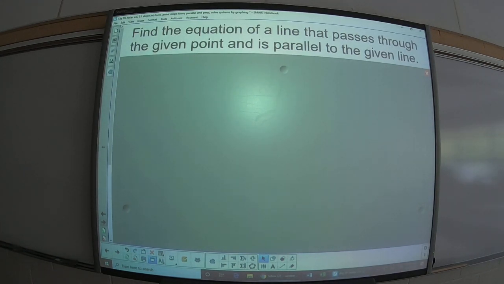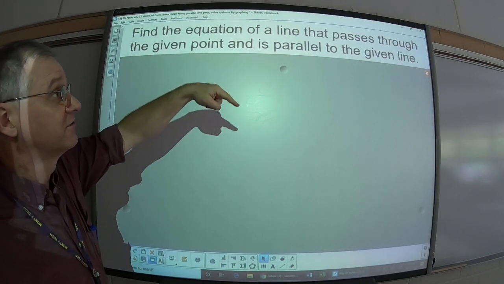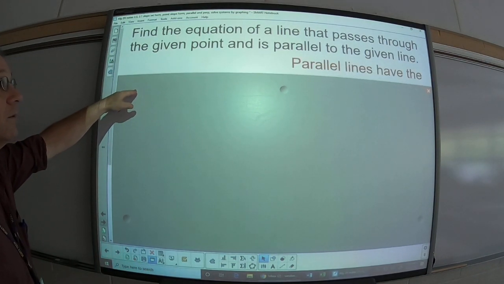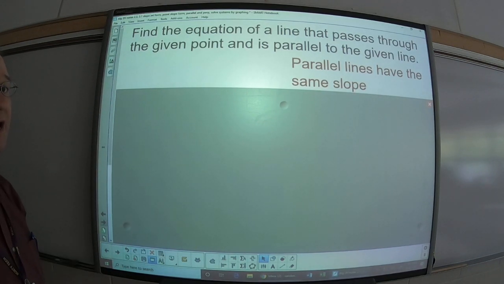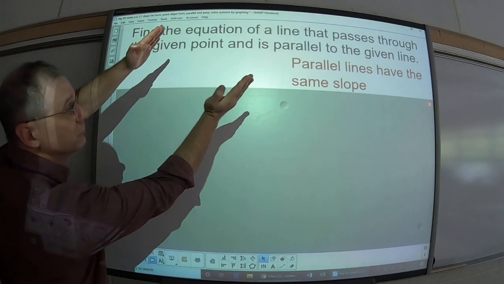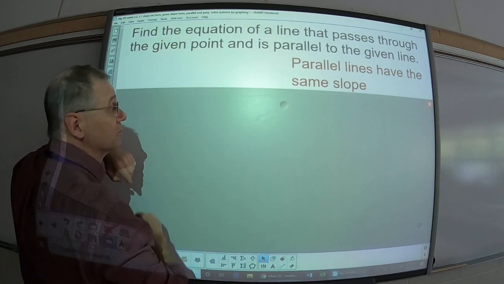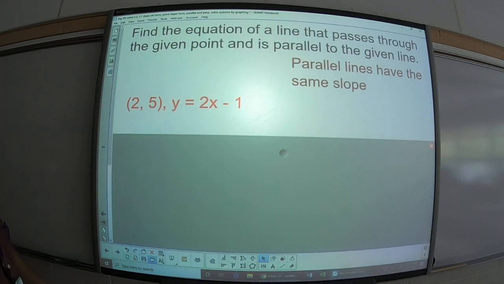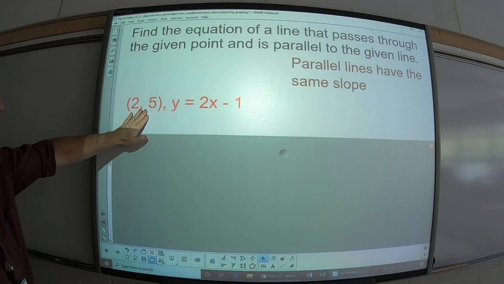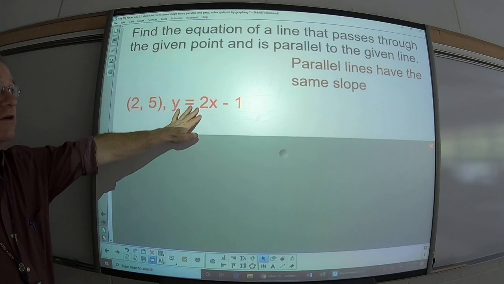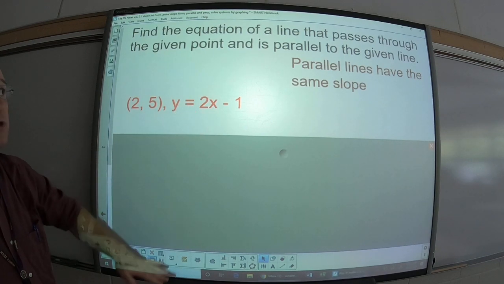Next topic is working with parallel and perpendicular lines. Finding the equation of the line that passes through a given point and is parallel to a given line, that's what we're going to start with here. The first thing you should know is parallel lines have the same slope. So if you have two lines that are parallel, they're going to have the same slant, or the same slope. So if we're working with this situation, we're given a point and an equation of the line that's parallel to the line we're trying to find.